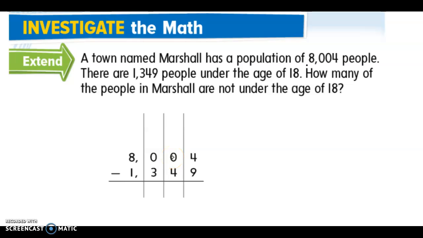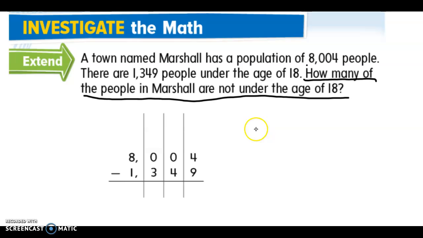It says a town named Marshall has a population of 8,004 people. There are 1,349 people under the age of 18. That means they're younger than 18. How many of the people in Marshall are not under age of 18? This here is the question that they want us to solve. So we're going to always underline the question.